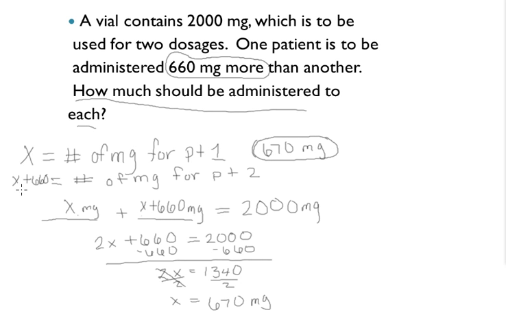And then I have an expression. And this represents the amount for patient 2, so I need to evaluate that expression. So I type in my calculator 670 plus 660, and I get that patient 2 gets 1,330 milligrams. And so that is my second answer.